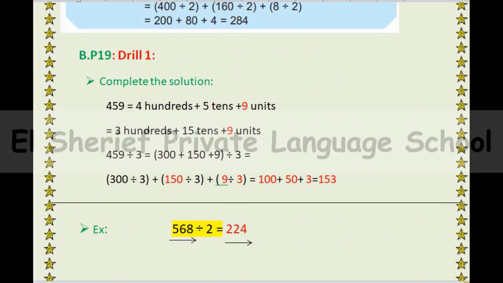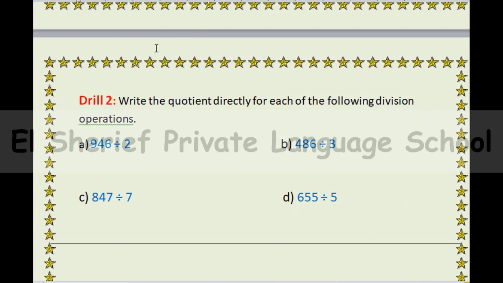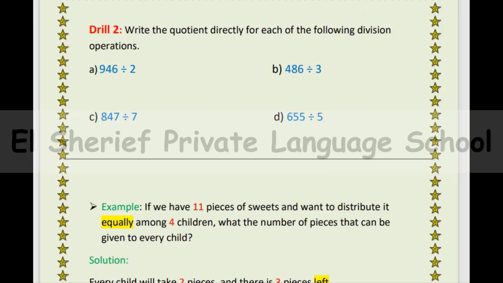Book page 19, drill 2. Write the quotient directly for each of the following division operations. Like the previous example, 946. As we know, 9 doesn't divisible by 2. So back one step, we found 8, or the result become 8. So 8 divided 2 equal 4.